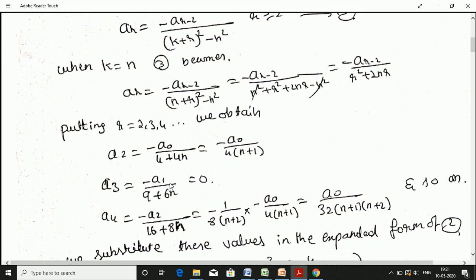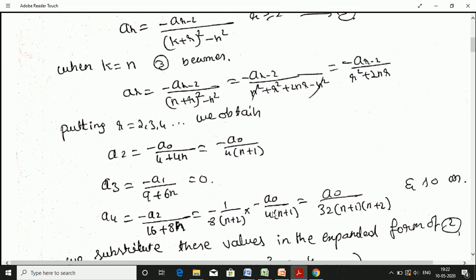Because a1 is equal to 0, hence a3 is also equal to 0. When r is equal to 4, a4 is equal to minus a2 divided by (4 square is 16 plus 4 twos are 8) n plus 8. In these two, 8 is common: minus 1 divided by 8 into (n plus 2) into a2.